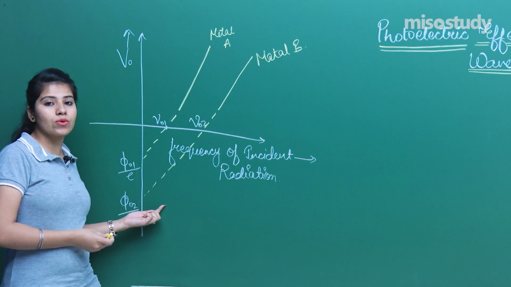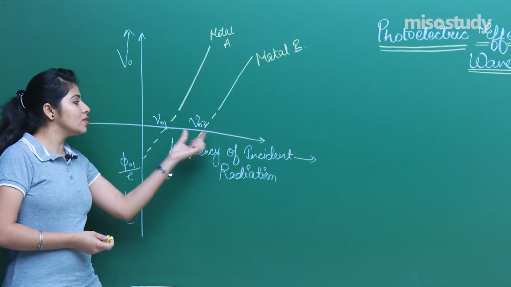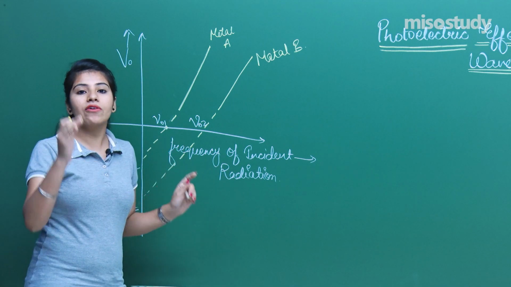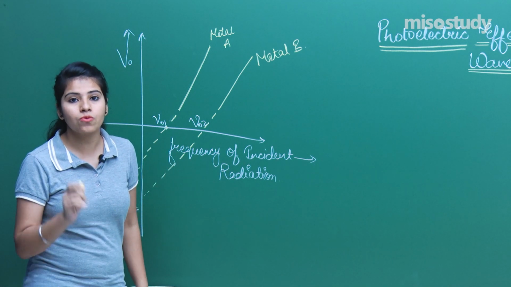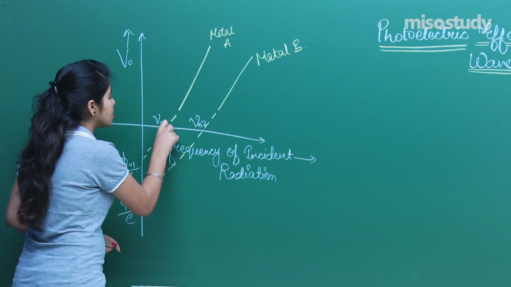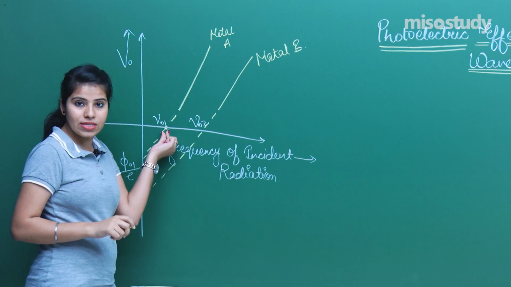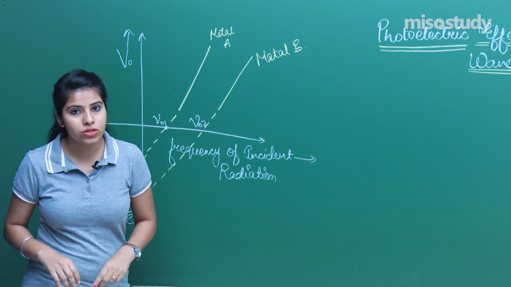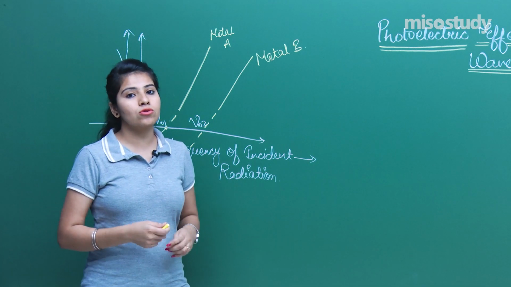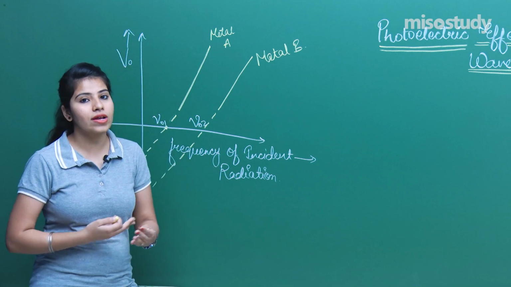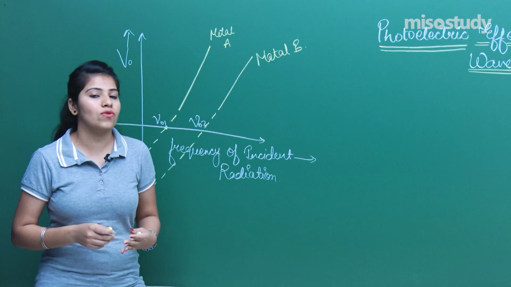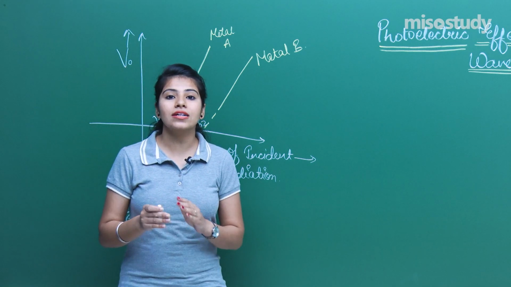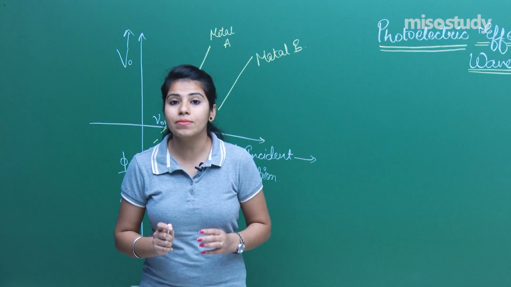Here in this graph you can see this is nu naught 1 and nu naught 2. If the frequency of incident radiation will be lesser than the threshold frequency, then there will be no emission of electrons. And when there will be no emission of electron, that means no photoelectric effect is occurring over there. Okay. So now we are going to discuss first of all what are the laws of photoelectric emission.